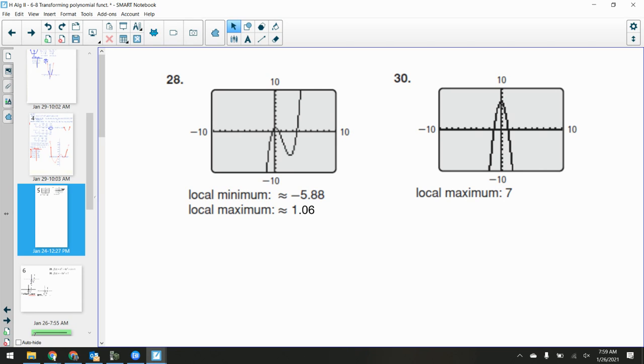All right, so section 6.8 that we're going to be looking at today. Again, these three sections don't really fit in anywhere else. Today what we're going to be looking at are transformations. Now, we've done transformations of equations before, transformations of linear, transformations of quadratic. What we're going to be looking at now is transformations of polynomials, extending our knowledge of transformations onto polynomials.